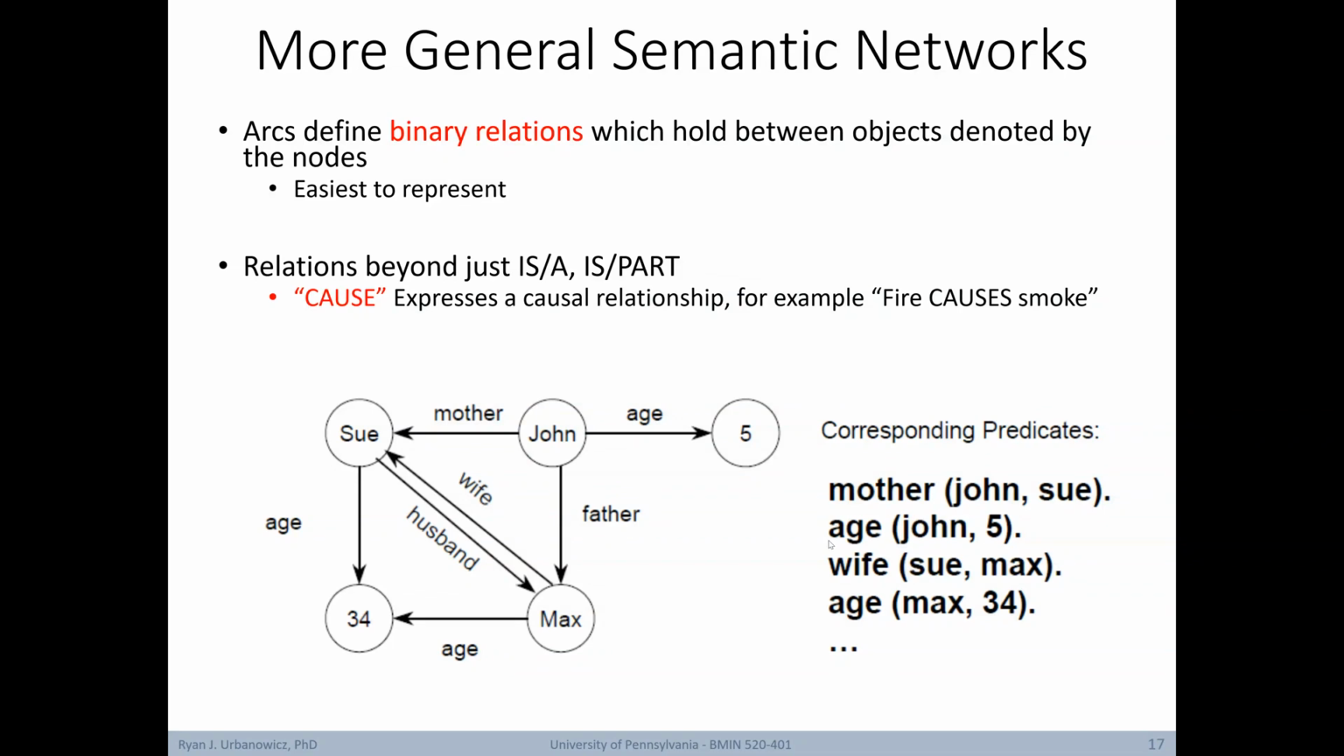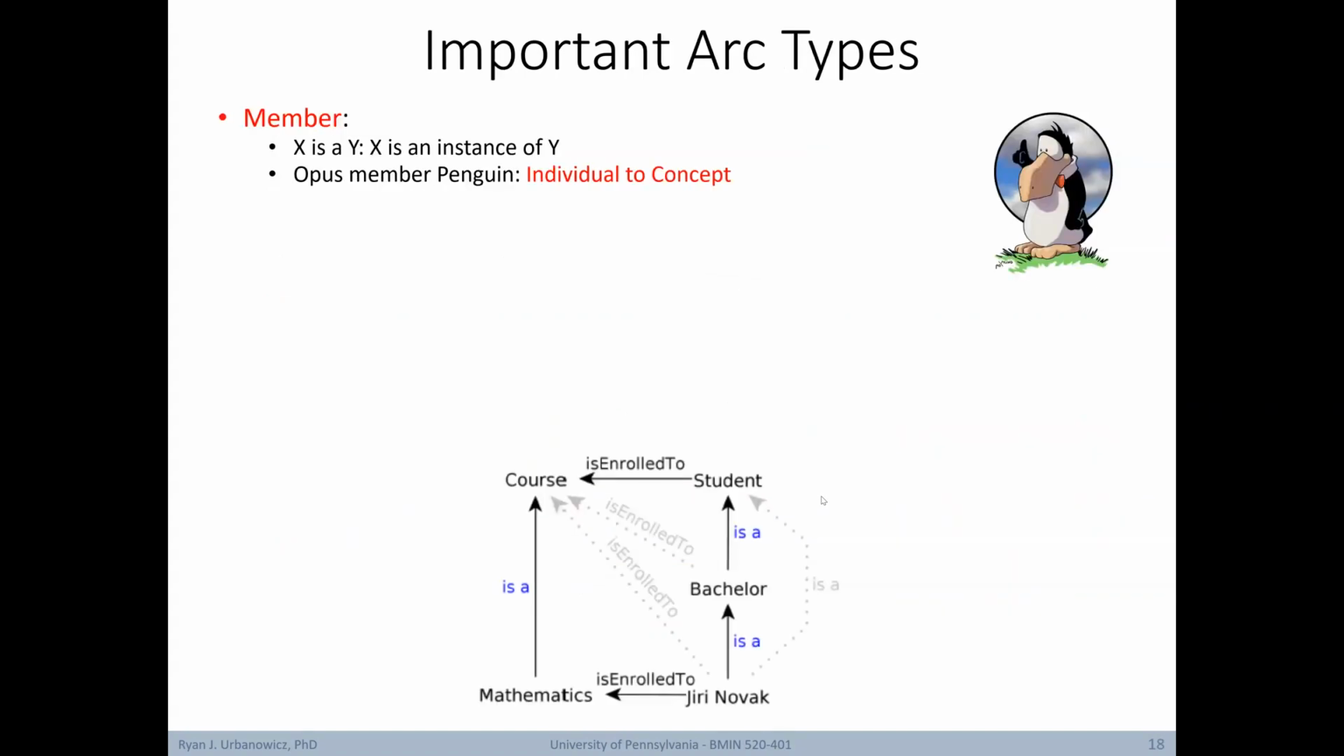You can also have other relations beyond just the is-a or is-part. For example, you can have cause. This expresses a causal relationship. For example, fire causes smoke. We can further go on to define different archetypes in semantic networks. The first describes a relationship between an individual and a concept. We call these members. For example, X is a Y, and X is an instance of Y. As a specific example, the individual opus is a member of the group Penguin. Another archetype describes a connection between a concept and another concept.